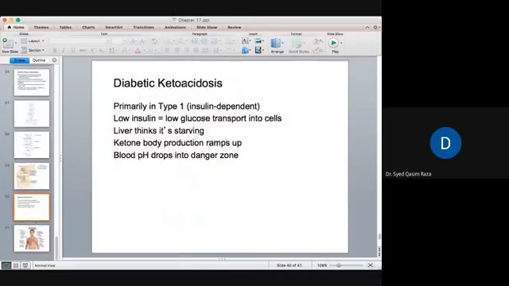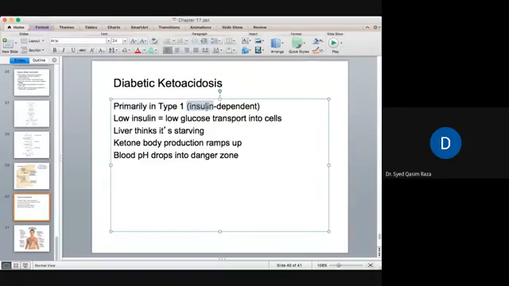One other condition we call diabetic ketoacidosis. Primarily this is type 1 diabetes, which is insulin dependent. With low insulin, there is low glucose transported into the cell. The liver thinks it's starvation. Ketone body production ramps up, blood pH drops, and it is the danger zone.